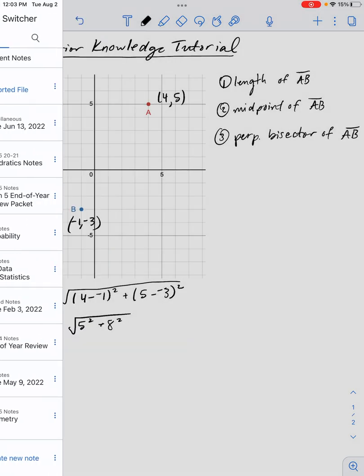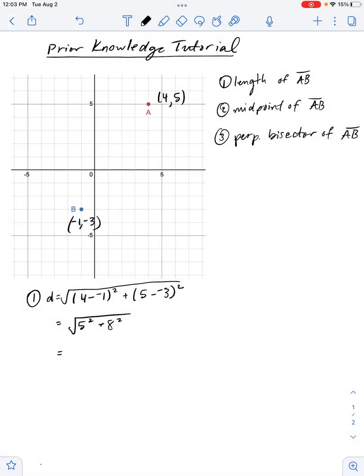and the square root of 25 plus 64, which is the square root of 89. We check to see if that can be simplified at all, and since not, we can leave it as its precise answer, square root of 89. That's the length of AB.